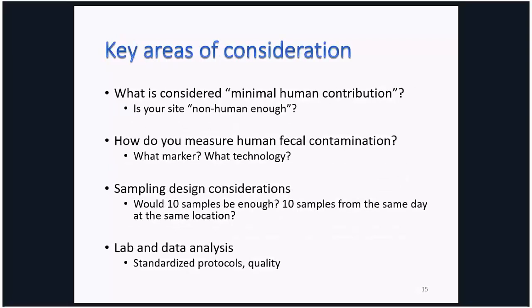So this scientific thought process involves 4 key areas of consideration. The first one is, what is considered minimum human contribution? So what does it mean your site is non-human enough? And the second area of consideration is, how do you actually measure the human fecal contamination? What markers should you use? And what technology should you use?